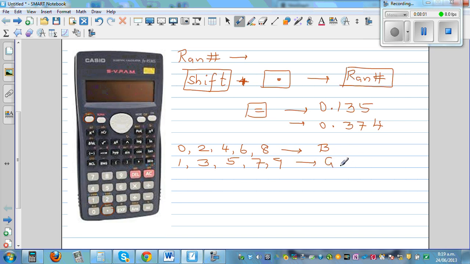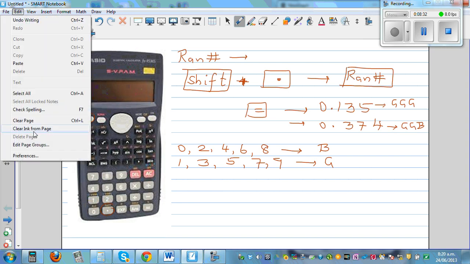So you need three numbers. If you get three numbers, what does this mean? This means odd is for girl and even is for boy. So if this is odd, odd, odd, this is a family of girl, girl, girl. If this is odd, odd, even, this is a family of girl, girl, boy. So let me delete this and do an experiment to show you.